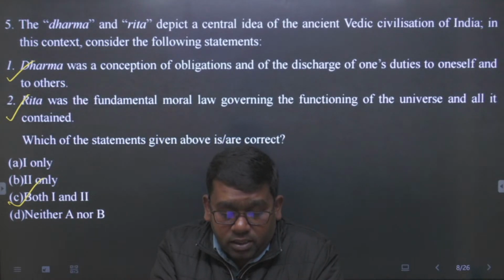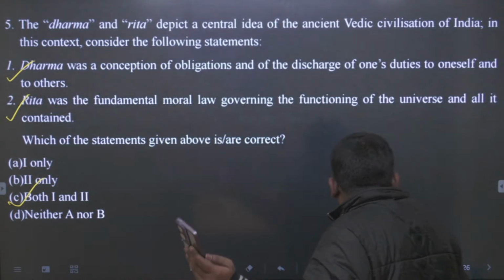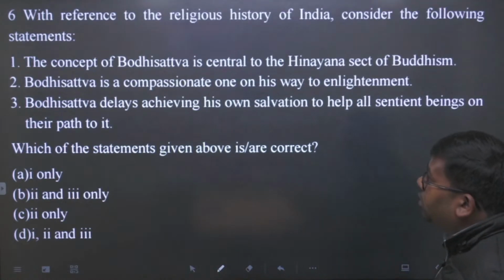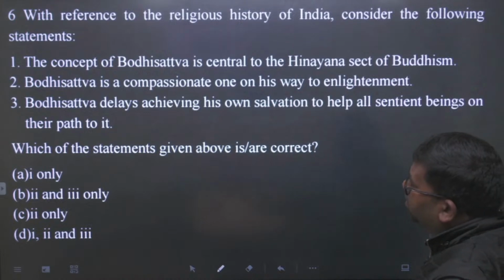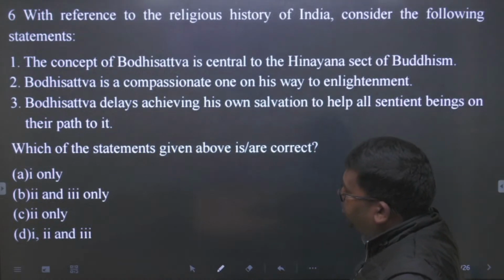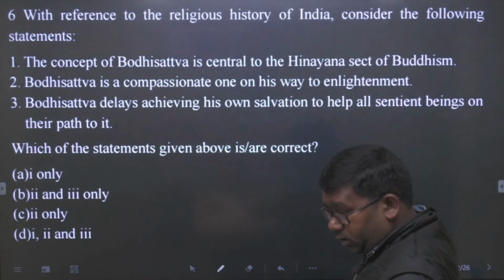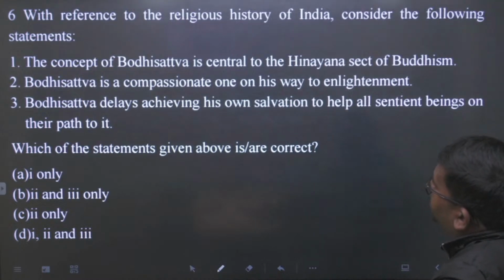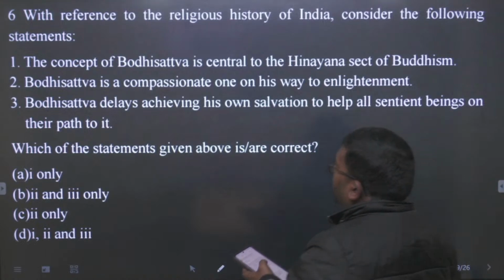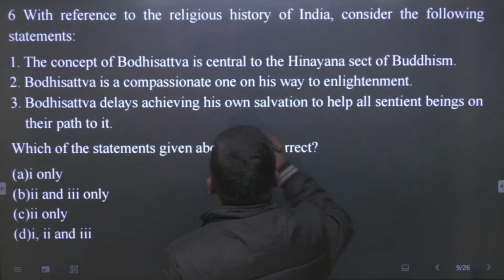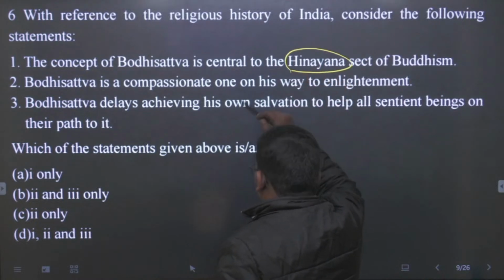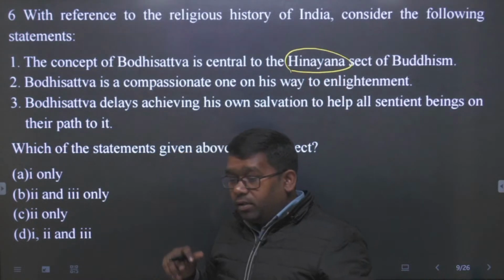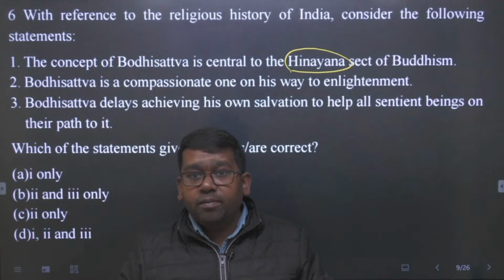So let us discuss the next one. So Buddhism here, it is related to Buddhism. So what we see, with reference to the religious history of India, consider the following statement. The concept of Bodhisattva was central to the Hinayana sect. देखो होता क्या है, there were Buddhism and Jainism.